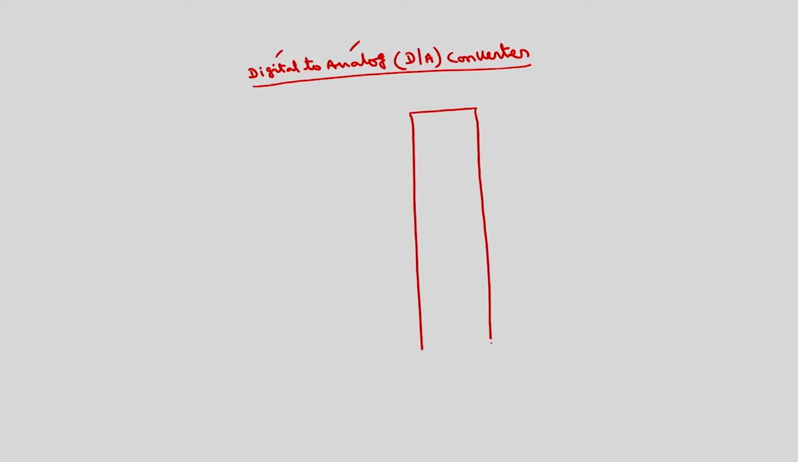Also called D to A converter. This is simply reverse to the A to D converter. So the input will be digital, output will be analog. So if I take the interfacing of D to A converter to the microprocessor 8086, D to A converter is a 16 pin IC, A to D converter is 20 pin IC. 0800 is one of the important D to A converters. This is a DC D to A converter.